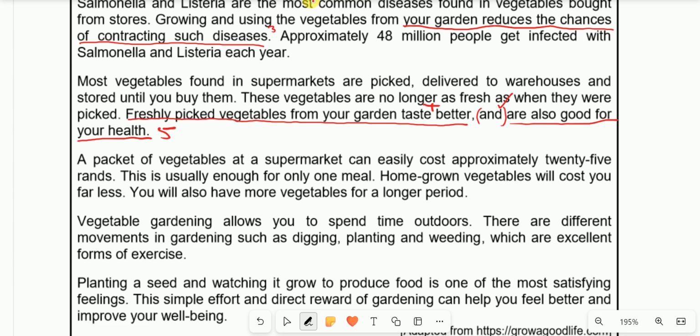But this is a benefit. Homegrown vegetables will cost you far less. Fact number 6. You will also have more vegetables for a longer period. Again, this is a benefit, and this is fact number 7. And then vegetable gardening allows you to spend more time outdoors. This can also be a fact. You see what I've just said. You cannot afford to repeat facts because a summary text actually has more than 7 facts. So I'm just adding this as a bonus or additional one.